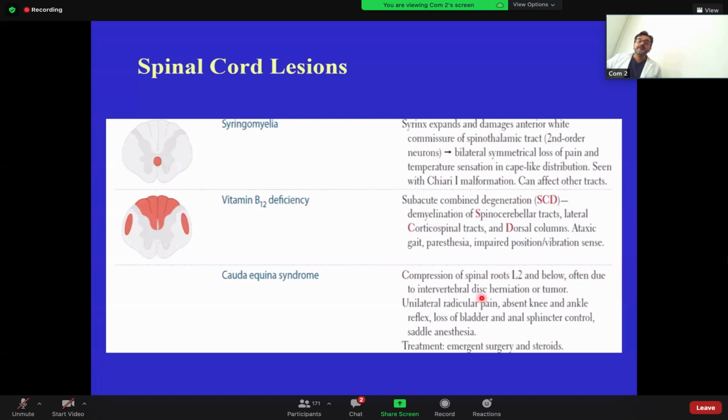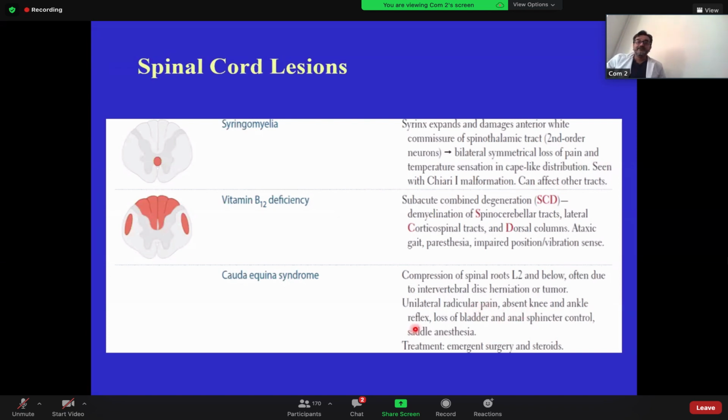Cauda equina syndrome is a compression of the spinal roots of L2 and below, often due to intervertebral disc herniation. Now, you know that the cauda equina is arising below the spinal cord. So any disc protrusion below the L1 level will start to compress the cauda equina. This will result in unilateral radicular pain. So whichever segment the nerves are compressed, you would have the pain in that segment.